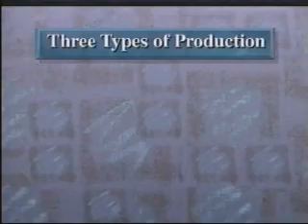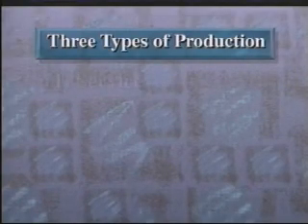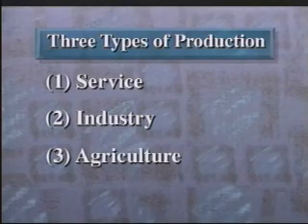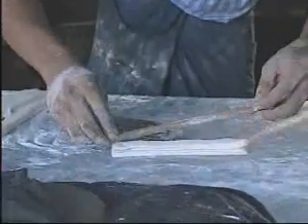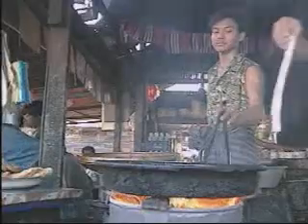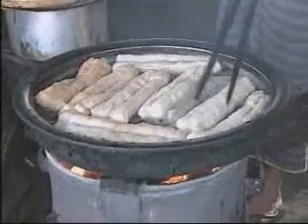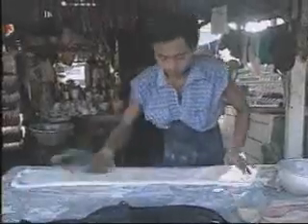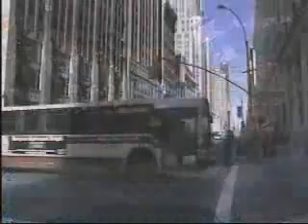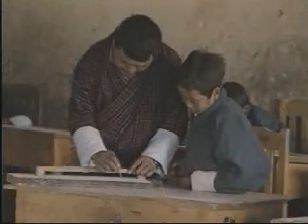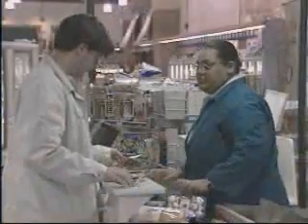There are three types of production in most cultures: service, industry, and agriculture. Service production includes physical or intellectual activities or tasks which are performed for others, such as cooking and selling food, or working as a bus driver, police officer, teacher, or grocery store cashier.